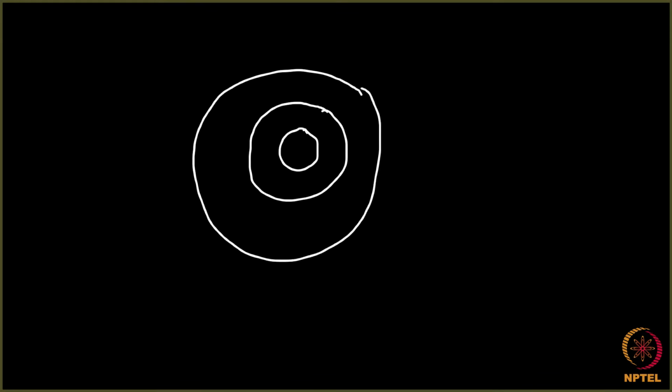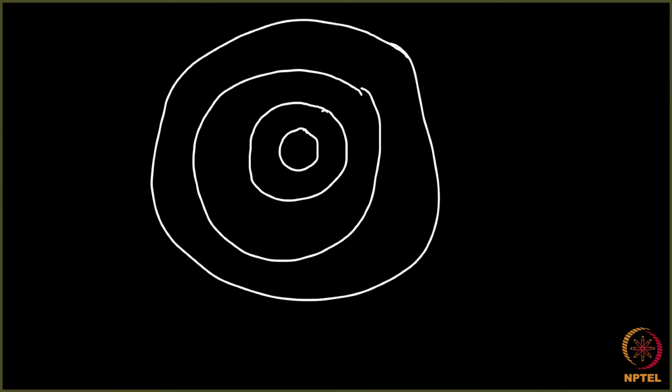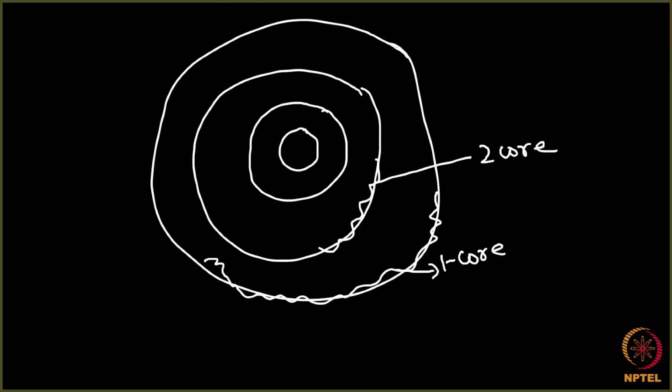Let me put it like this. Let me say that this is the network, and in this network, this is one core, right? So whatever is inside this particular circle is in one core, whatever is inside this particular circle is in two cores, and so on and so forth. So we have 4 cores in this network.